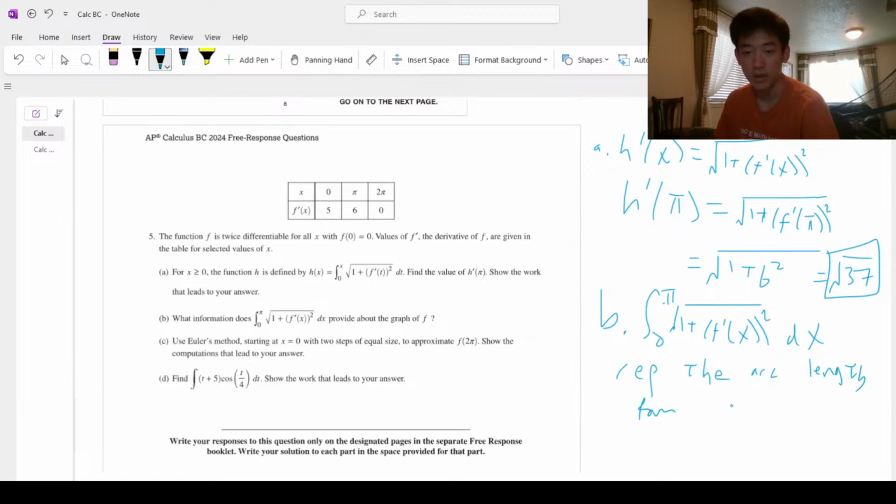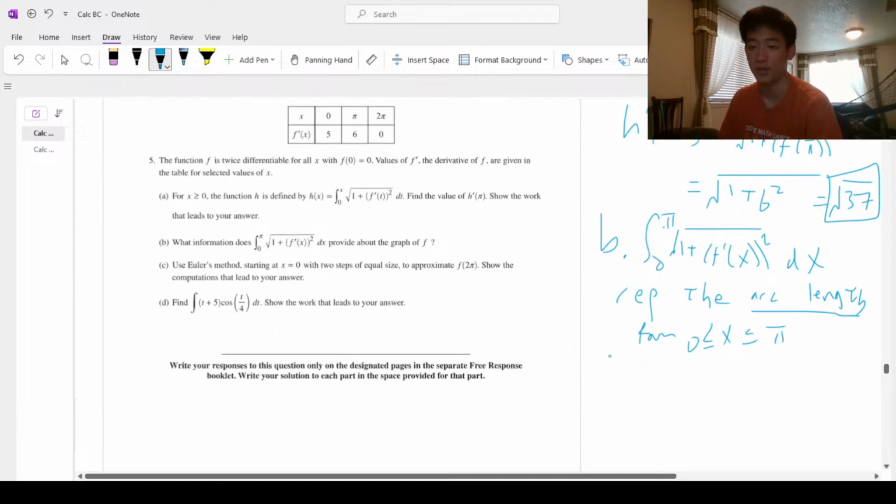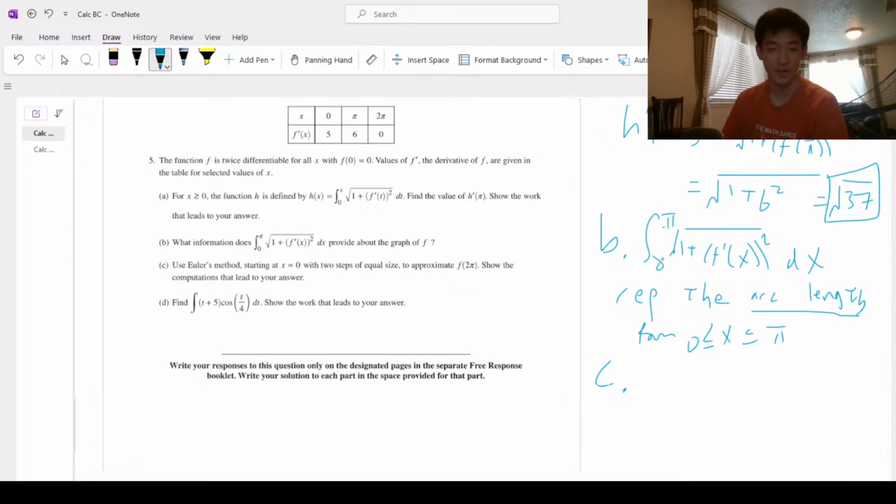from basically x equals 0 to x equals pi. So everybody, just these words, arc length, is going to get you the point. I'm pretty sure that's only going to be worth 1 point. But that is a pretty free point if you recognize this. And even if you don't, it only loses you 1 point. Not a big deal.